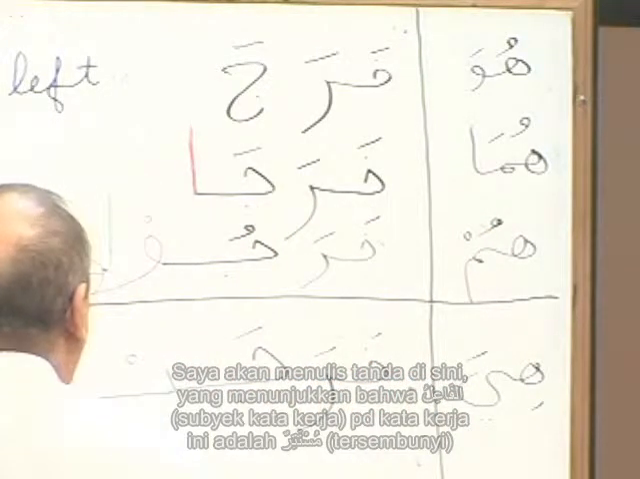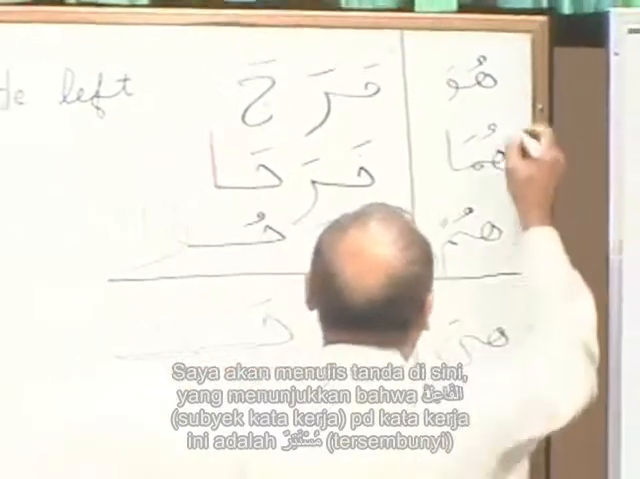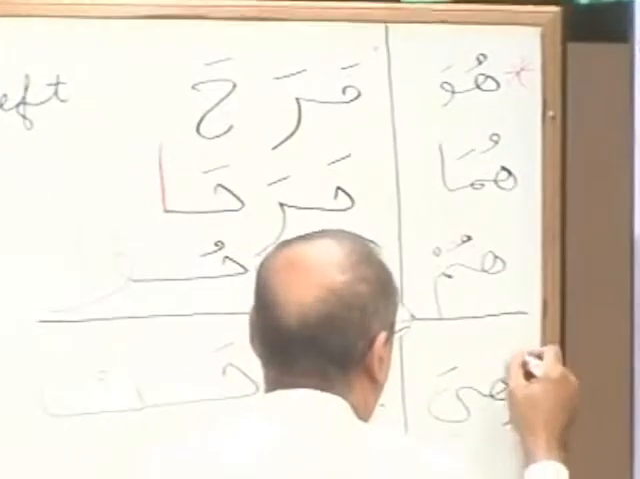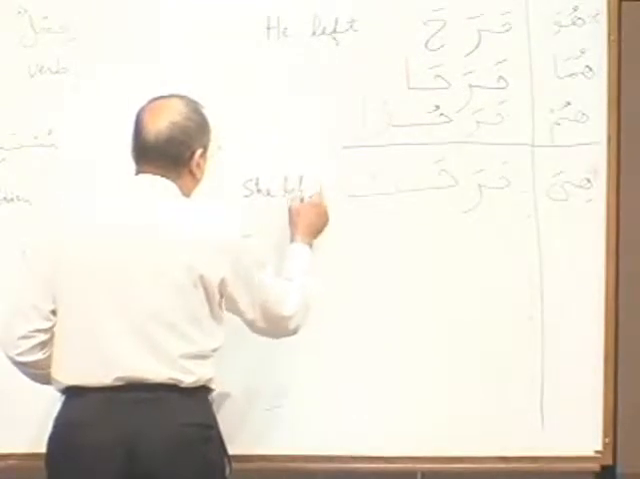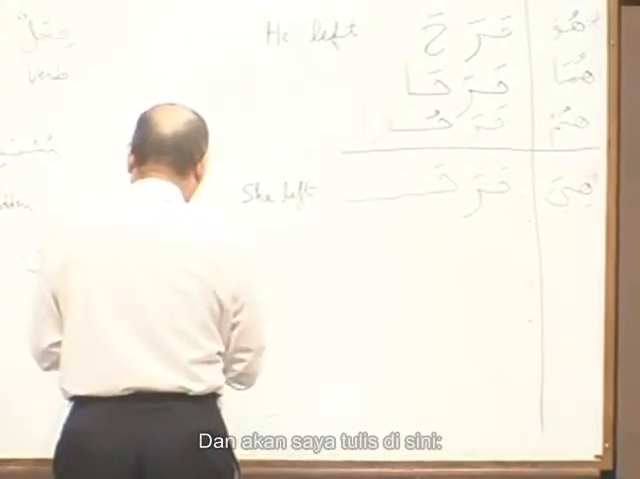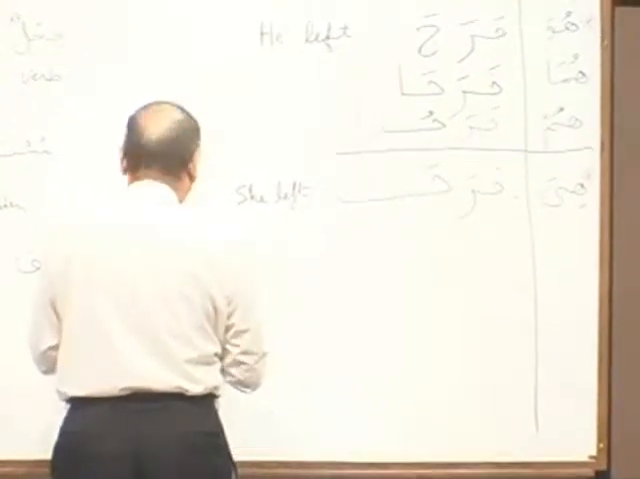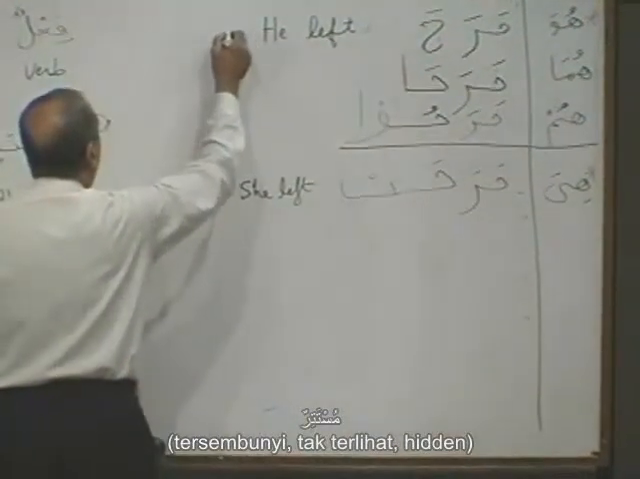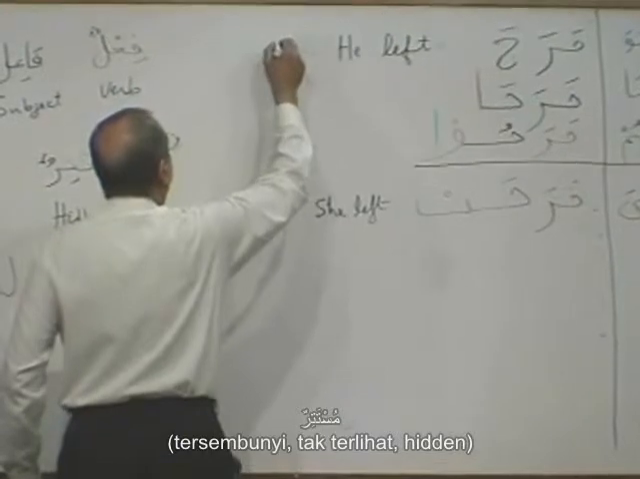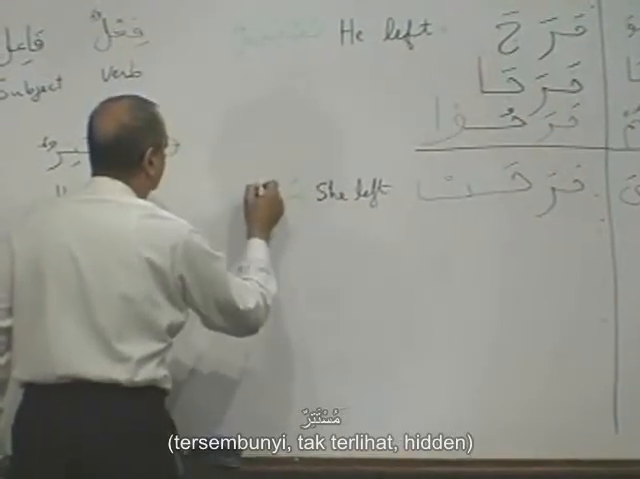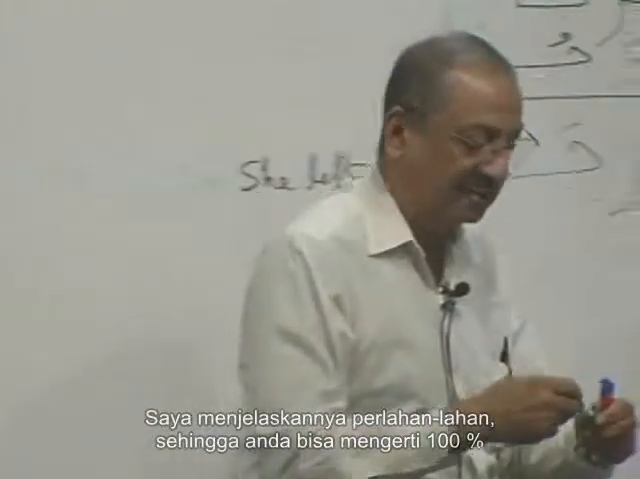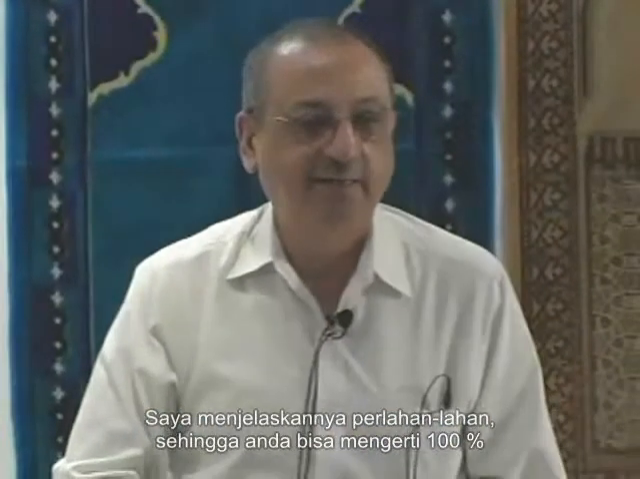So brother, I am going to put here a sign, inshallah. And maybe I should write here, okay. She left. And I will say here, mustatir. Mustatirun. Here also, mustatirun. Are you with me, brothers and sisters? I'm doing it slowly so that you get 100% understanding, inshallah. Are you with me, brothers and sisters?